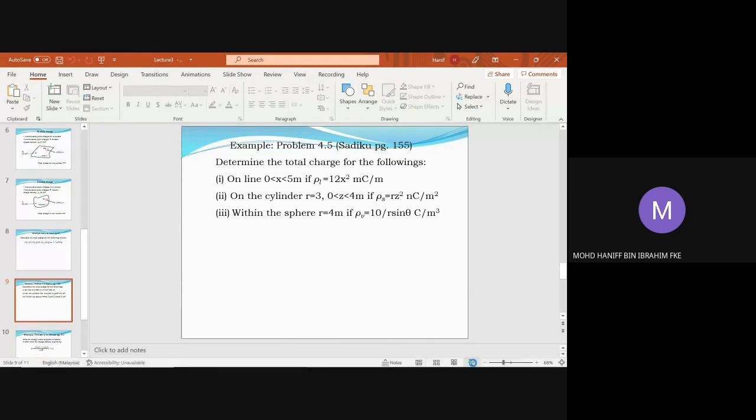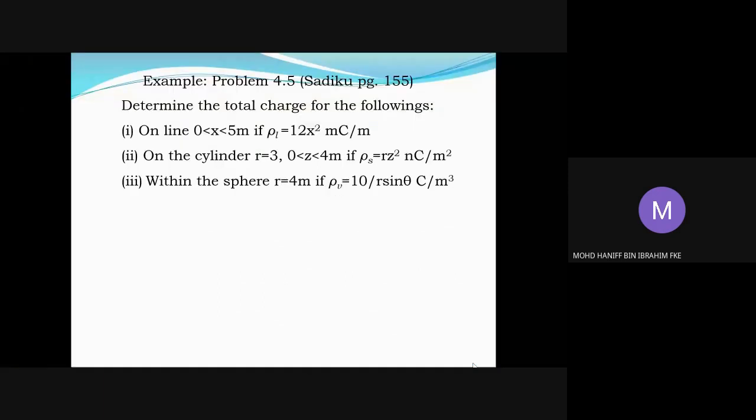Let us proceed with the second question. We are given a cylindrical structure with a radius of 3 and a height from 0 to 4 meters. We are given rho s equal to rz squared in coulomb per meter squared. So we are dealing with a surface charge distribution.